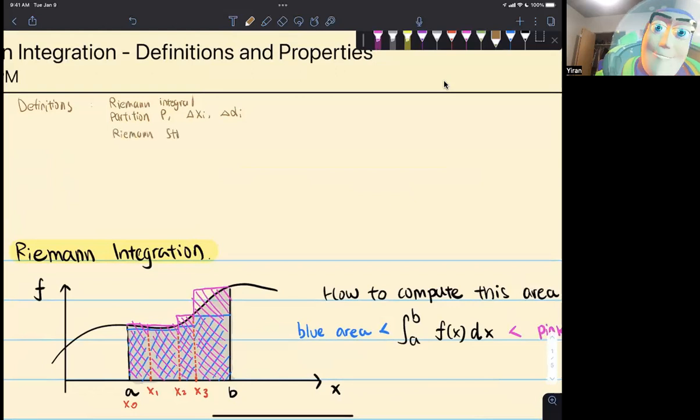I maybe spelled this wrong. Let me double check. Riemann-Stieltjes integral, and lower Riemann sum, upper Riemann sum, and then we also have lower Riemann integral and upper Riemann integral.